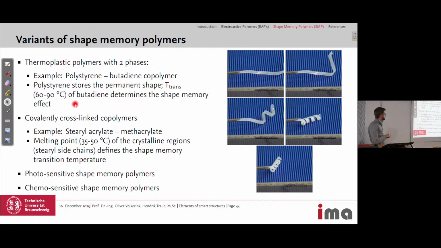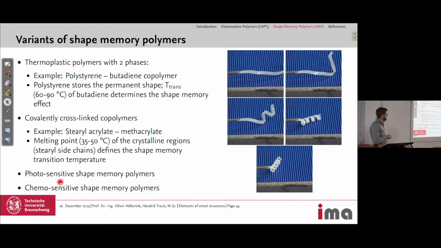Another example would be a covalently cross-linked copolymer, for example stearyl acrylate methacrylate, with a melting point of 35 to 50 degrees of the crystalline regions, and this then defines the transition temperature, so a far lower transition temperature compared to the first material.